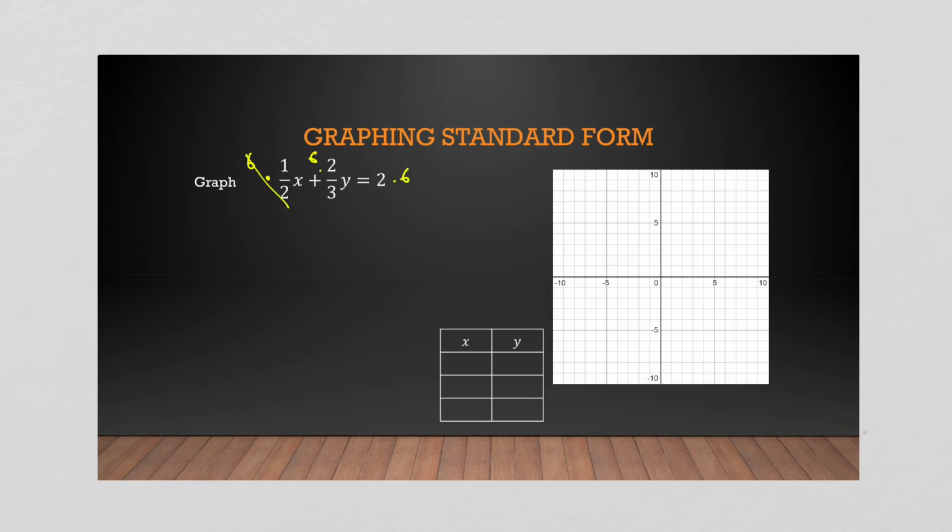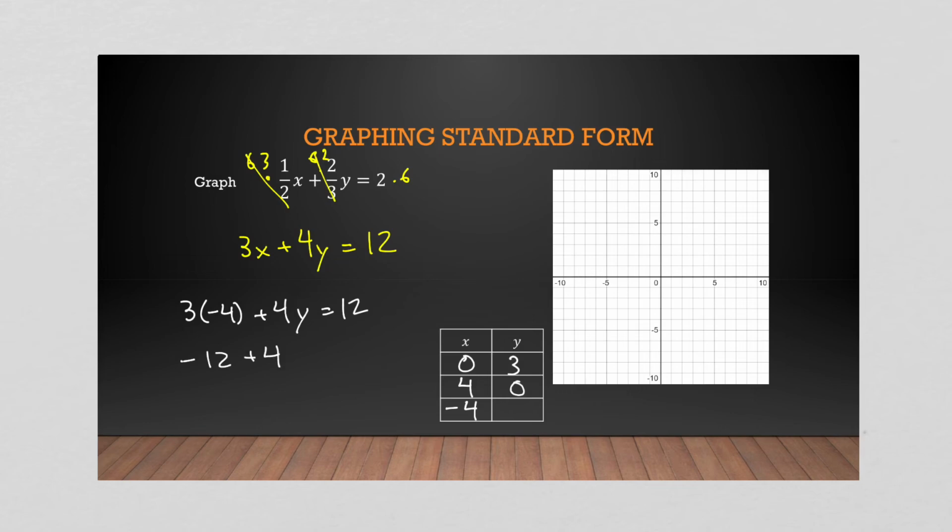And I'm going to get 3 times 1, so 3x. And then here I get 2 times 2, so plus 4y equals 12. So I'm going to go x0, y0. And then when x is 0, that's gone. So 4y equals 12. So what's y? Y is 3. And then when y is 0, that's gone, right? So 3x equals 12, so divide both sides by 3, and x equals 4. So boom, there's 2 points. And now I'm going to pick x equals negative 4. So 3 times negative 4 plus 4y equals 12. Negative 12 plus 4y equals 12.